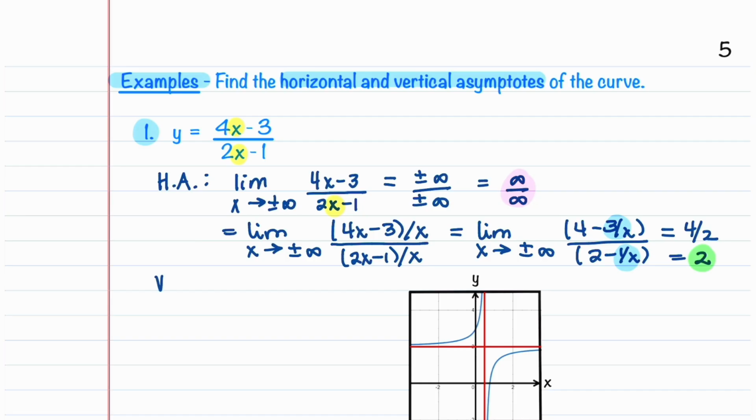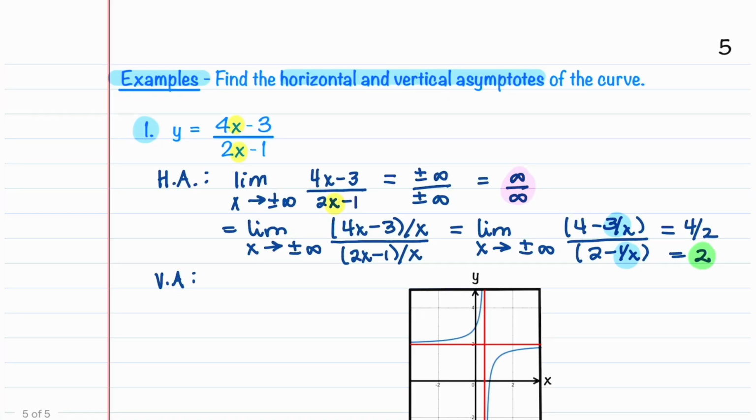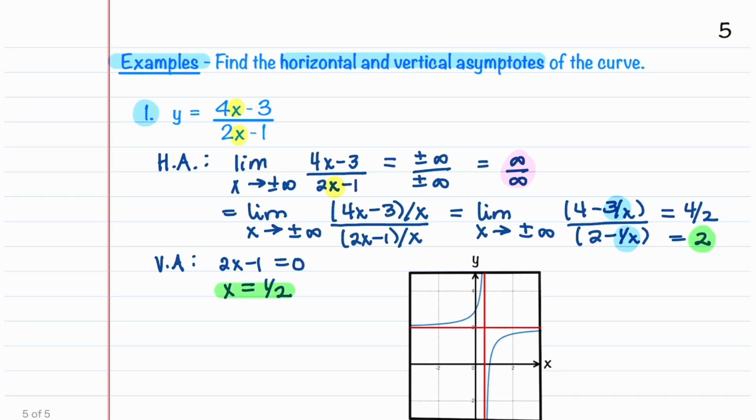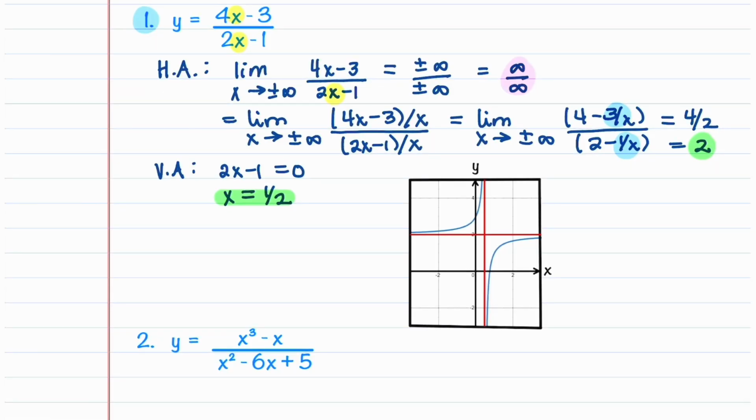Let's now look at our vertical asymptotes. To find a vertical asymptote, what you have to do is set the denominator equal to 0. Our denominator is 2x minus 1, so we're going to set that equal to 0, and then we'll solve for x, and we get x is 1/2. And that is our vertical asymptote. I've graphed this function so that you can see that the horizontal asymptote is indeed y is equal to 2, and the vertical asymptote is given by x is equal to 1/2.